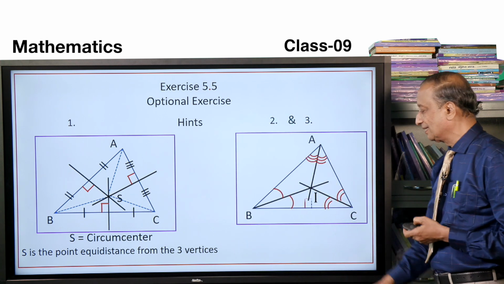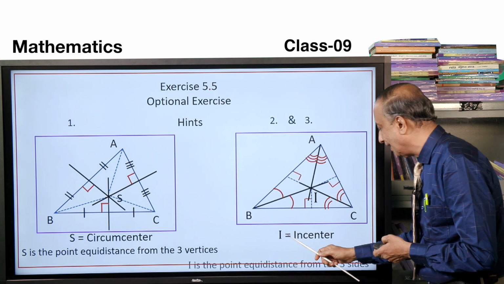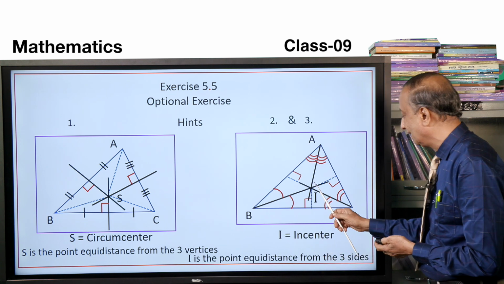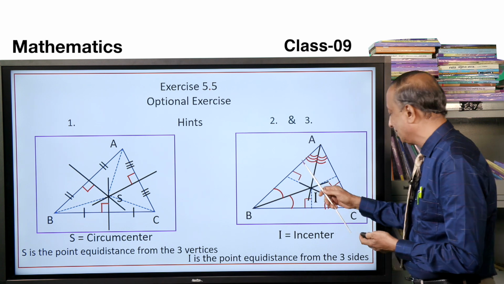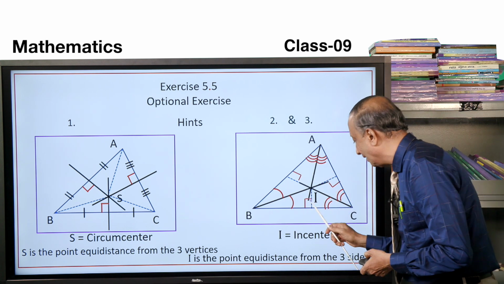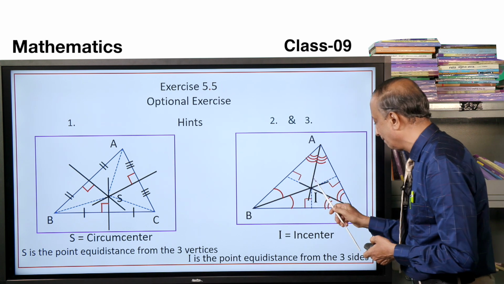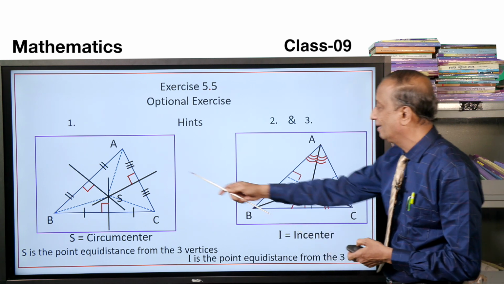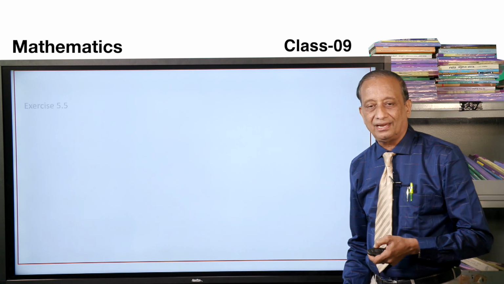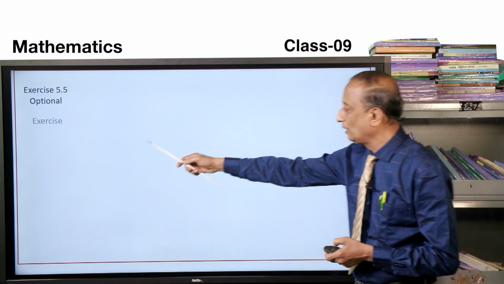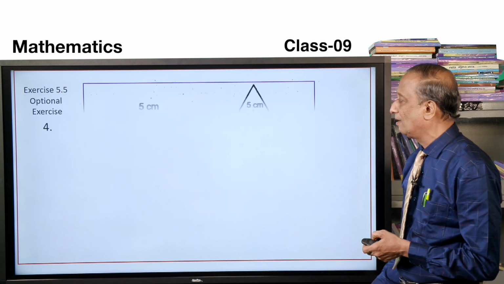Here also a scalene triangle is there in which I is called the incenter. Incenter means it is a point where all the 3 angular bisectors of a triangle are concurrent, and this point is equidistant from all the 3 sides of a triangle. So use these hints and try to solve the first 3 problems. So let us go to the 4th and the last problem.